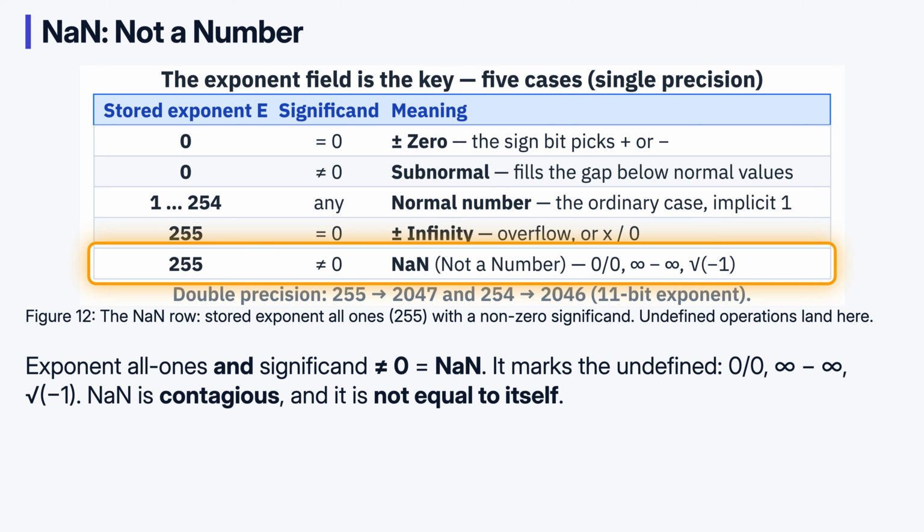First, it is contagious. Most ordinary arithmetic that touches a NaN produces a NaN, so an error propagates all the way to the final result instead of hiding behind a plausible-looking number. Second, and stranger, NaN is not equal to anything, including itself. Testing a NaN against itself gives false. That is a handy test. A value not equal to itself must be a NaN, but it also breaks any code that compares floats with plain equality.